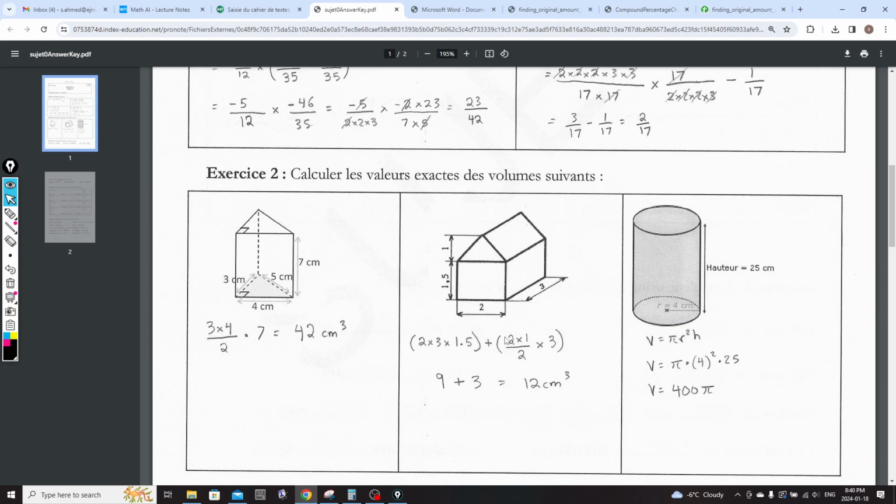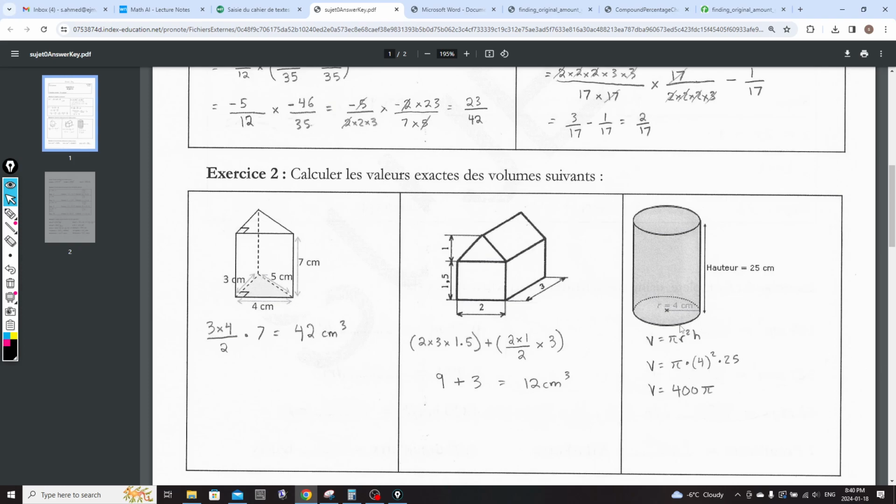So that's what we get here. So 9 plus 3 is going to be 12, and that's the total volume of this shape. And then finally, for a cylinder like this, you're going to do the same thing as we did here. You're going to be doing the base area times the height.